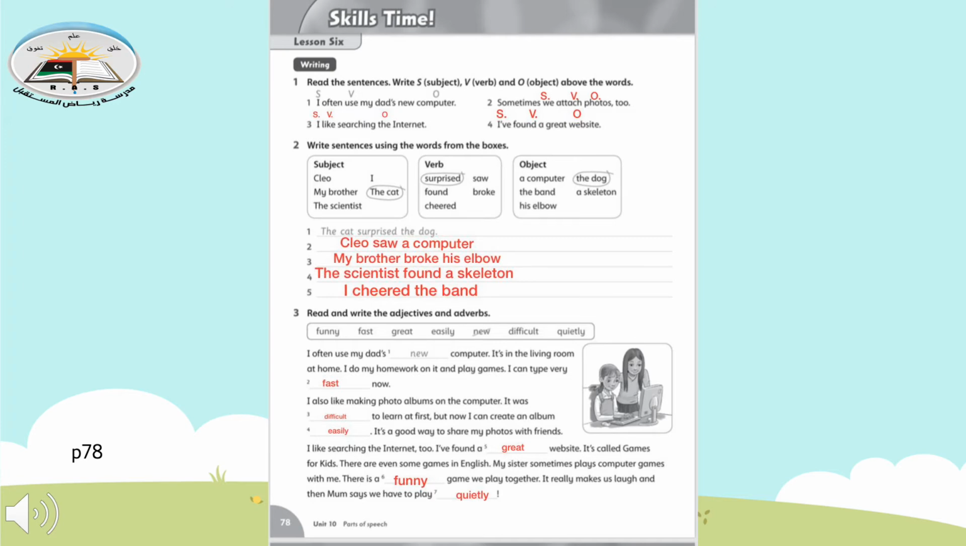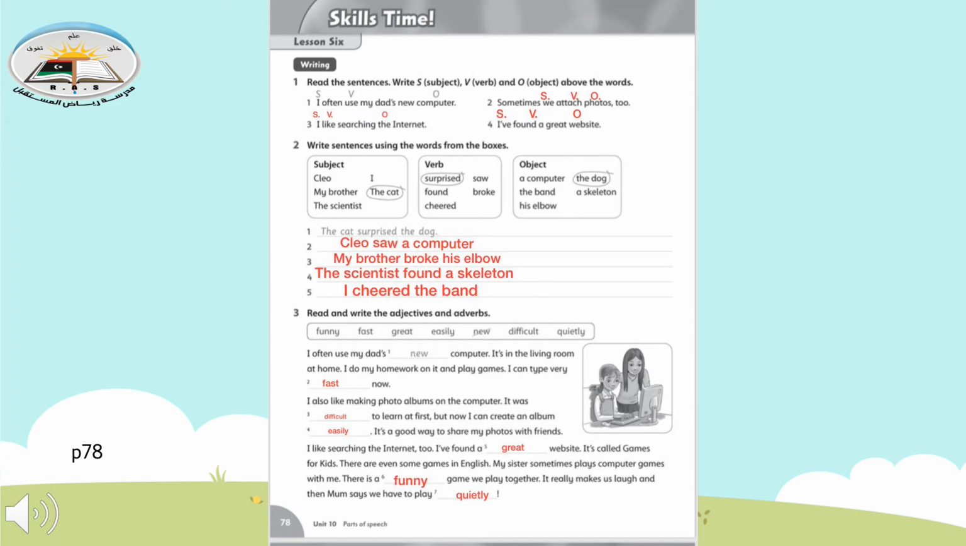Okay, now we have number 2. Sometimes we attach photos to. We have number 1 subject, we. And then we have verb, attach. And then we have the object, photos. So the subject is we, the verb is attach, and the object is photos.